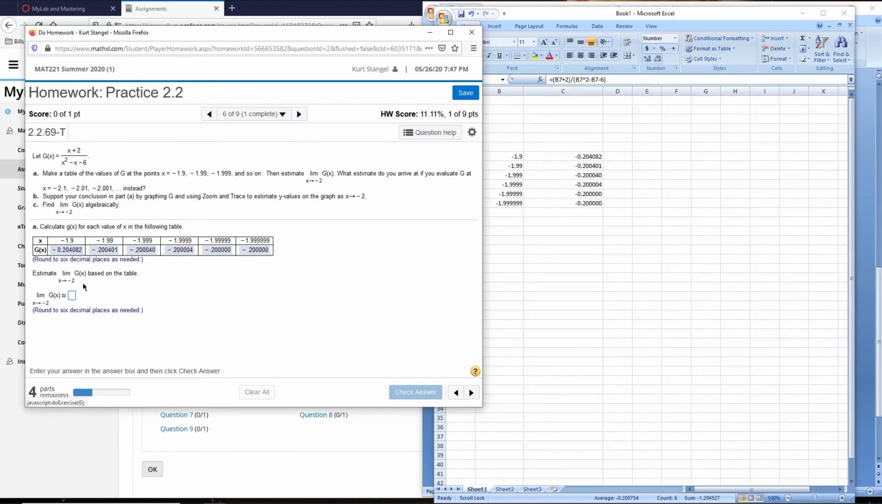So what do we got next here? So we want to estimate the limit of this function based on this table. So as the input is getting infinitesimally close to -2, what is happening with the output? Well, the output is getting closer and closer to -0.2. And so that is our approximation.